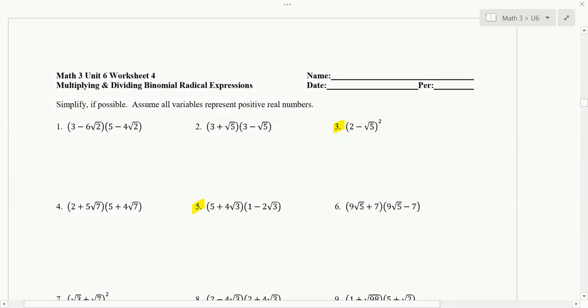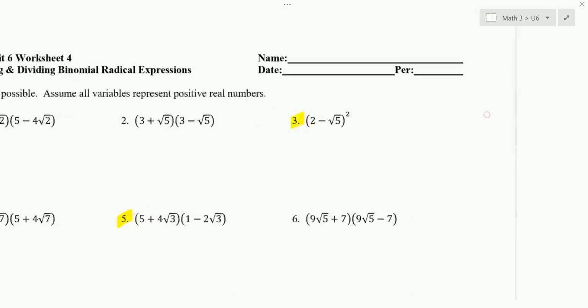I'm going to go over some problems from the Math 3 Unit 6 Worksheet 4, multiplying and dividing binomial radical expressions. And we're going to take a look at number 3.